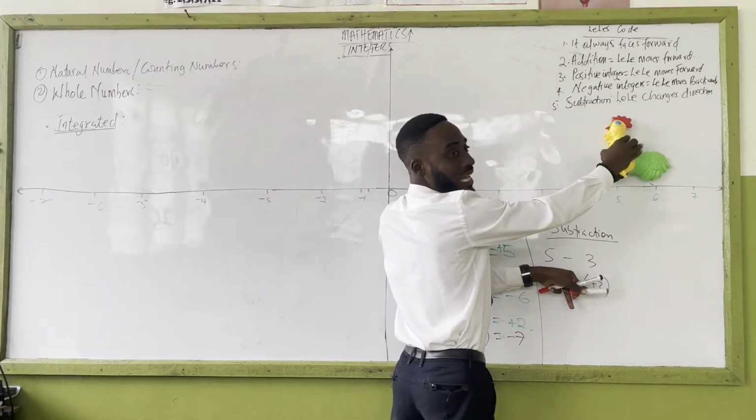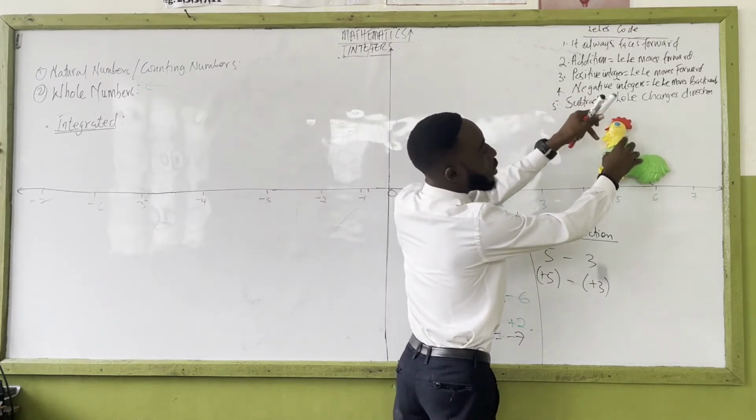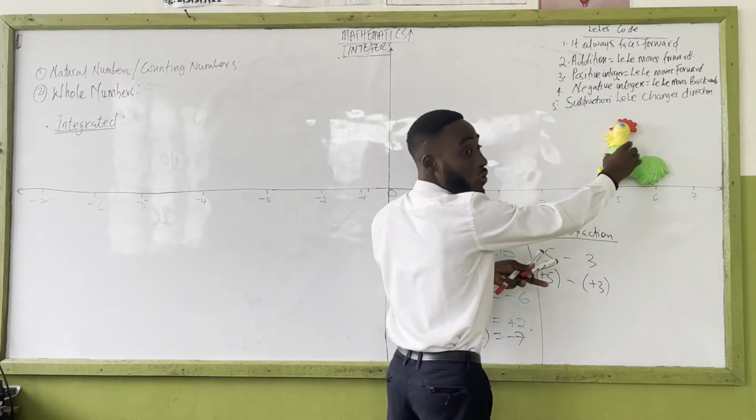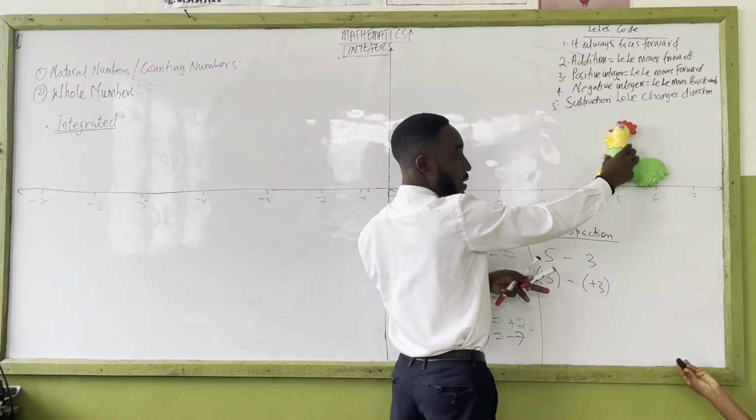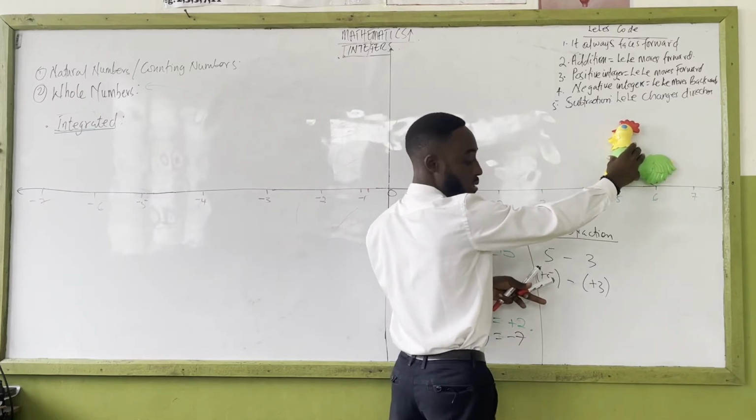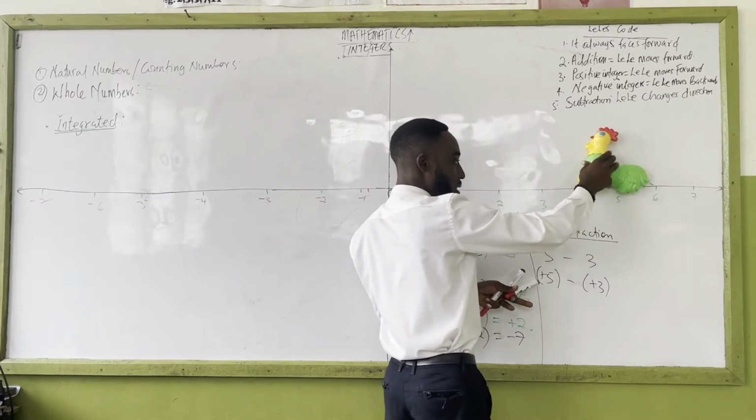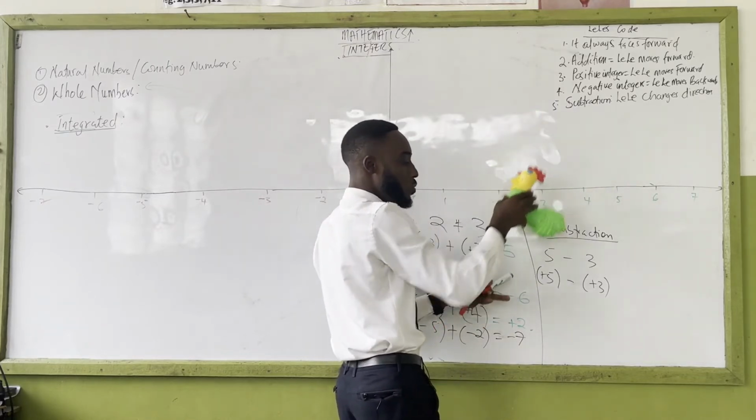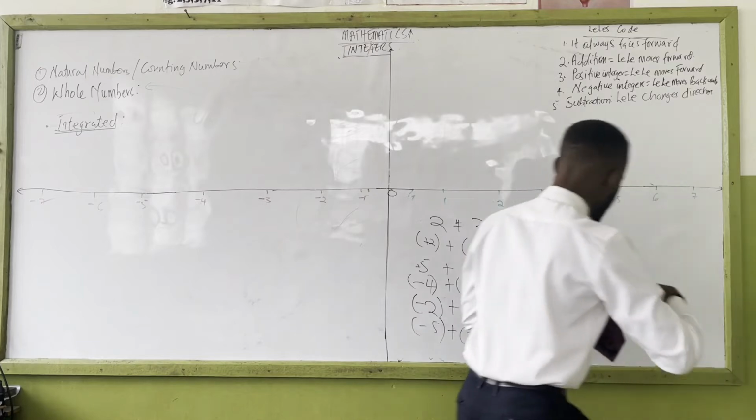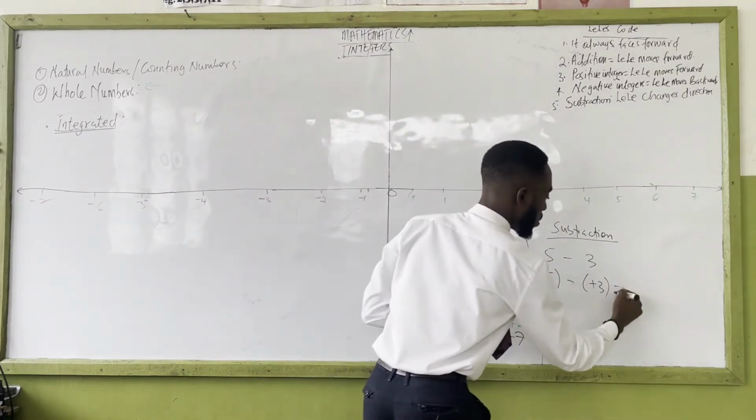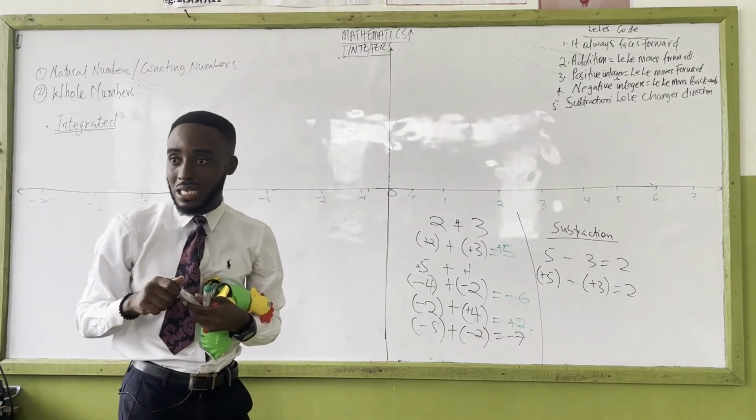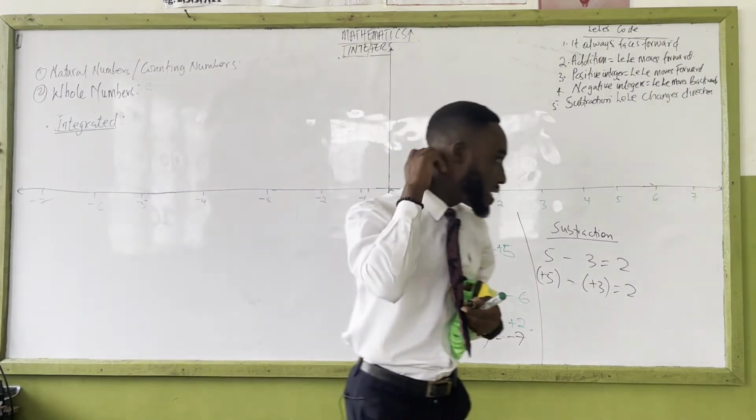When you are adding a positive integer, what will Lele do? He will move forward. How many times? So 1, 2, 3. Are you following? Yes. And where is it going to land? 2. It's going to land on 2. Can we see that? Yes. All right.